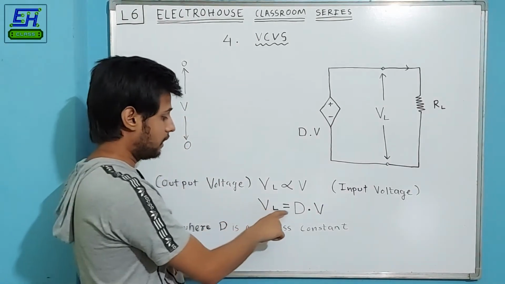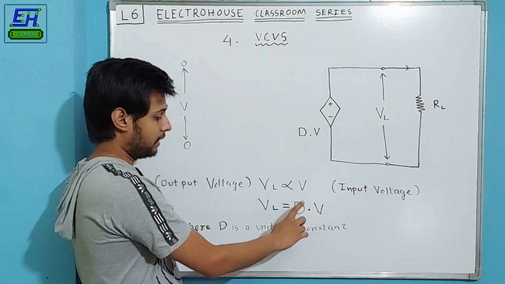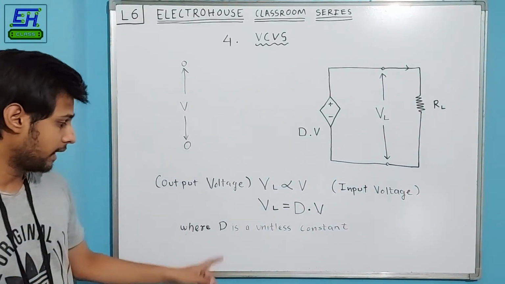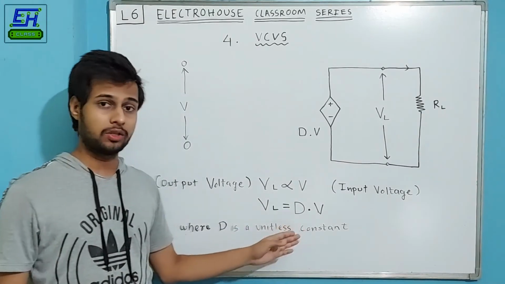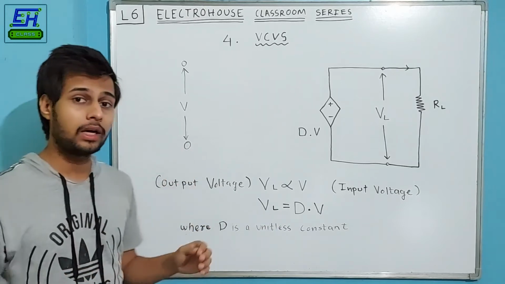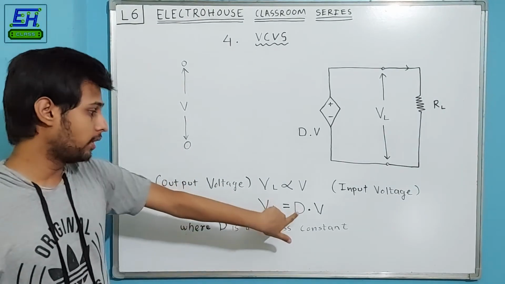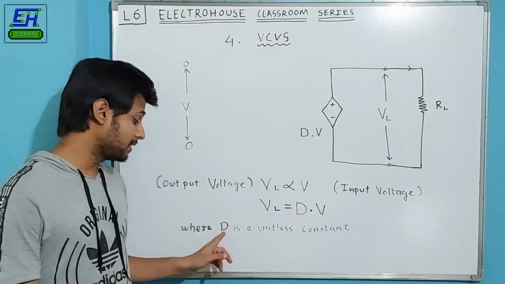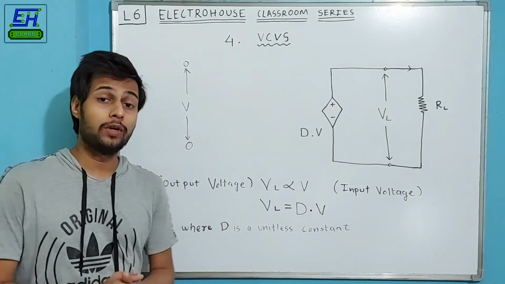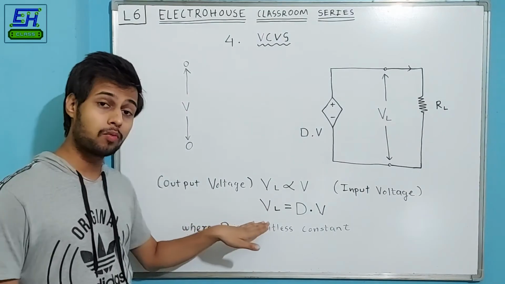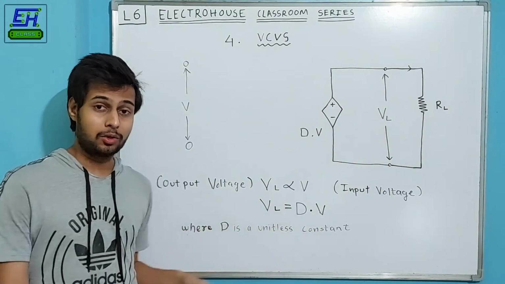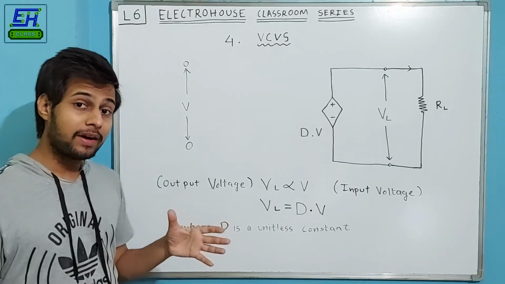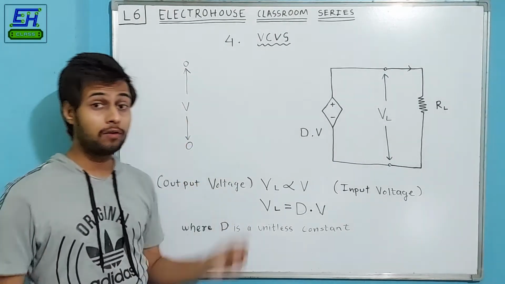So VL equals D into V, where D is our proportionality constant again, and here it is a unitless constant, as in the case of the current controlled current source, because both the quantities are the same, so definitely D will be a unitless quantity. But this constant D can also be considered as a voltage gain, as it is the ratio of output voltage to the input voltage. So definitely a voltage amplifier is a very good example of a voltage controlled voltage source.